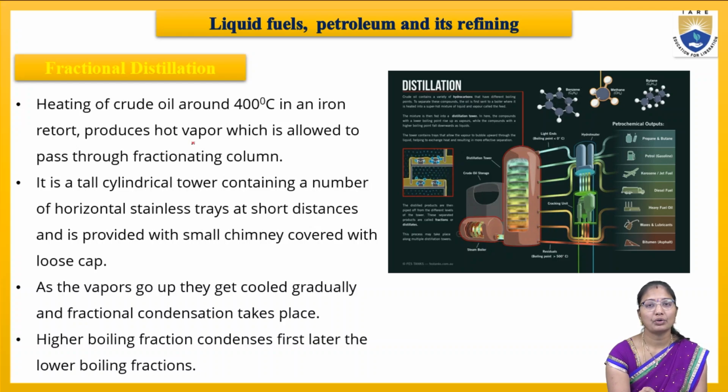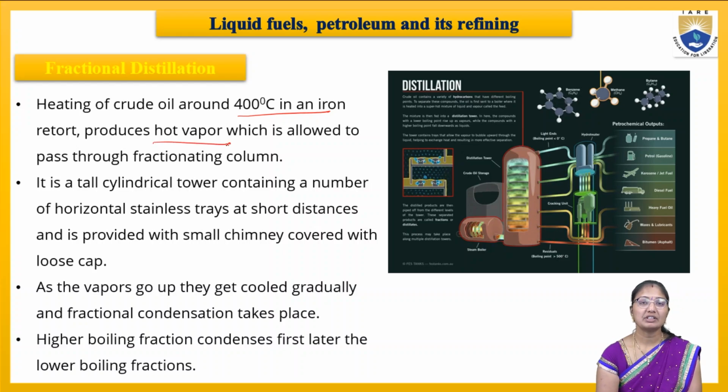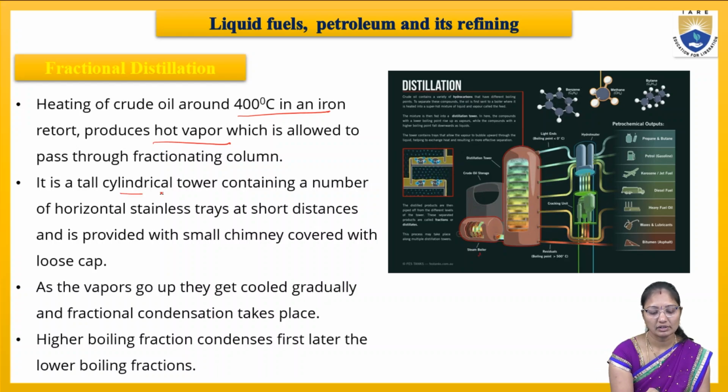Heating of crude oil around 400 degrees in an iron retort produces a hot vapor. So first they will heat the crude oil at 400 degrees centigrade, and it starts giving off vapors. Once the vapors come, they are allowed to pass through the fractional distillation column. It is a tall cylindrical tower.